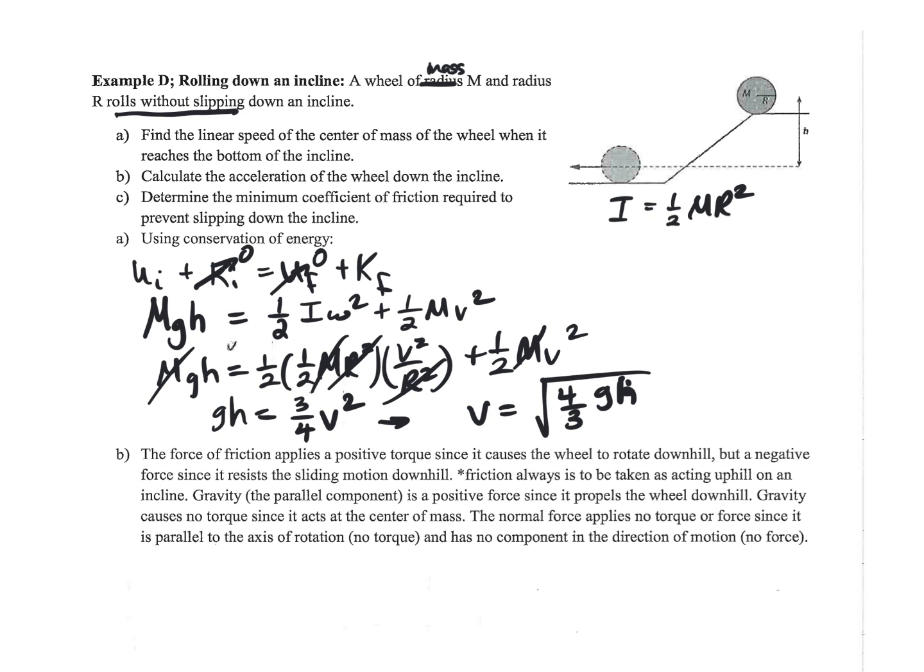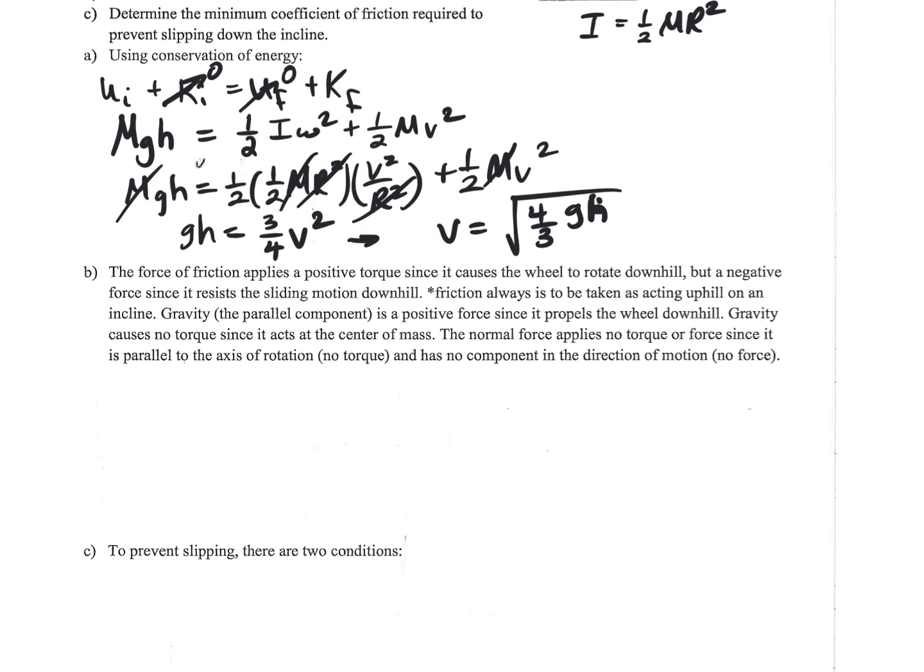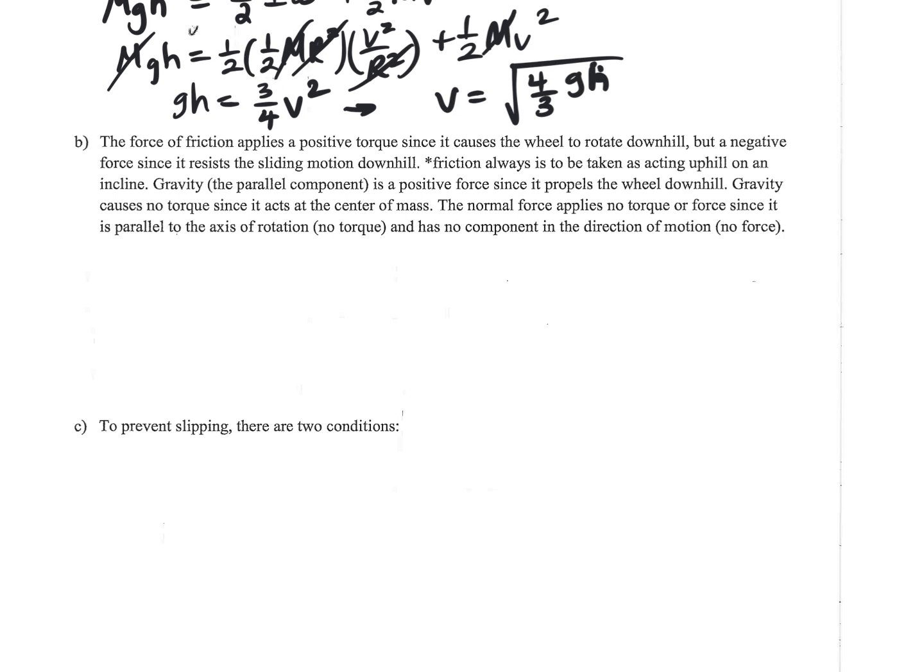Now, calculate the acceleration of the wheel down the incline. You see acceleration and you should think torque if it's rolling. So this is a torque problem. What's causing the torque? The force of friction. It is a positive torque, since it causes the wheel to rotate. But a negative force, isn't it? But it is a positive torque.